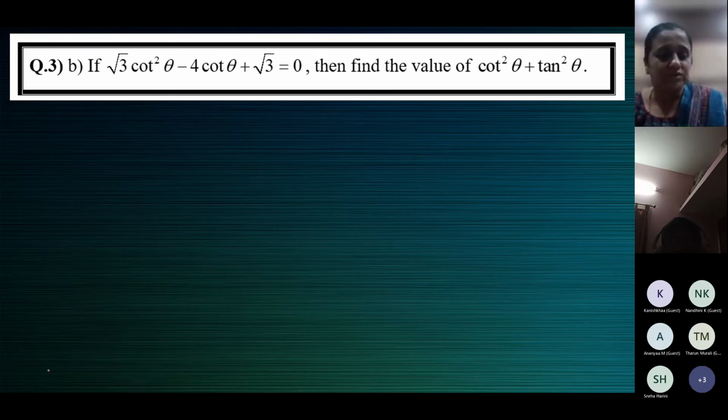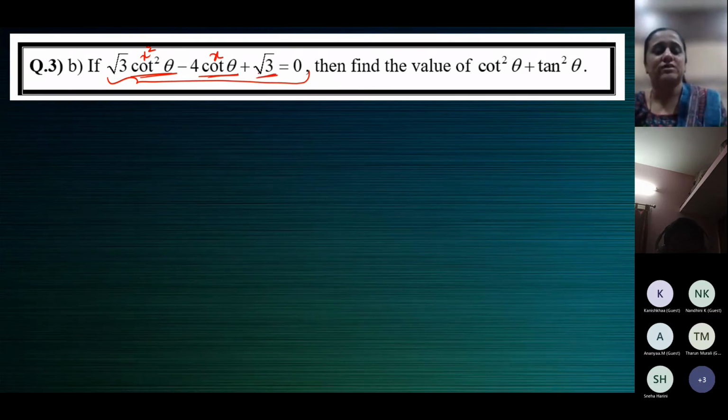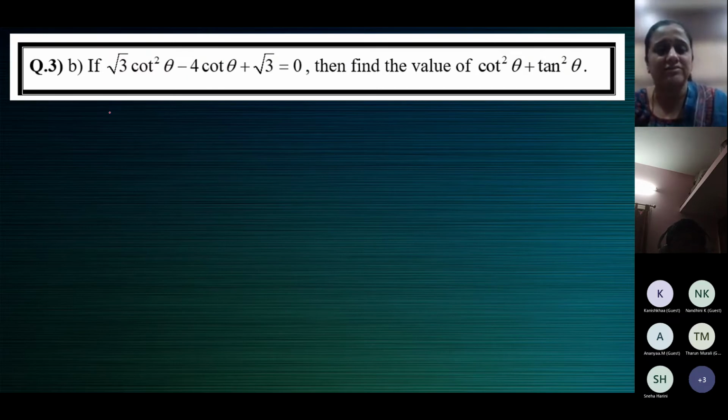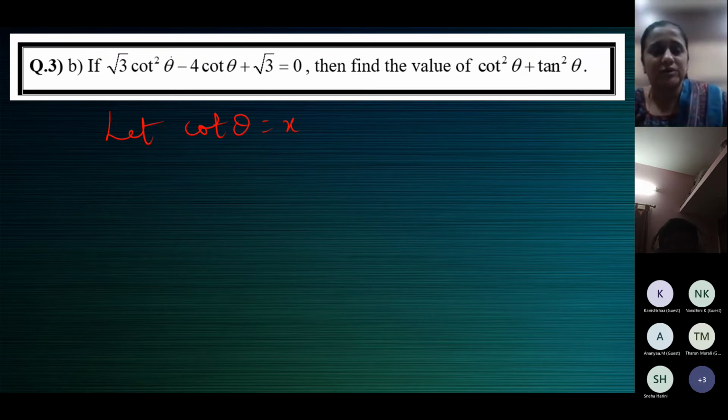Now, what you should observe in this equation is that, like a quadratic equation, we have cot square theta like x square, we have cot theta like x, and we have a constant. So now, let cot theta be equal to x. What makes us say this? Because we see cot square theta here like x square, and cot theta here like x, and a constant here.